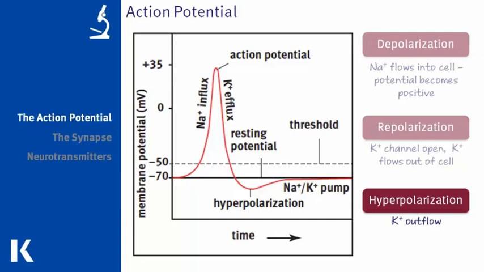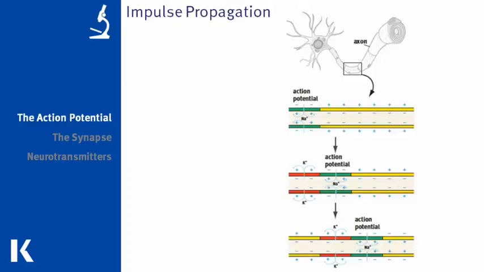And finally, as we can see on our graph, the sodium-potassium pump reestablishes the correct sodium and potassium concentrations inside and outside of the cell. So our membrane is happily sitting at negative 70 millivolts again. Now we have a better understanding of exactly what's going on in an action potential. It's a change in membrane potential due to ions flowing down their concentration gradients.